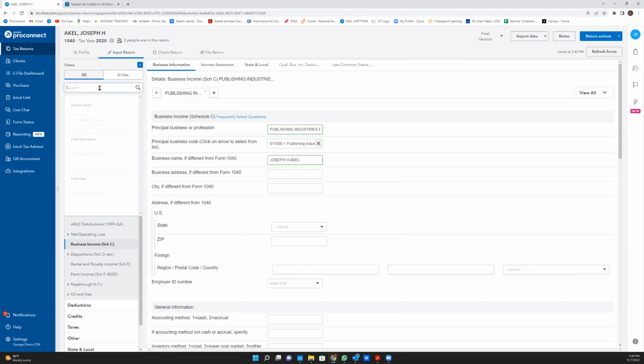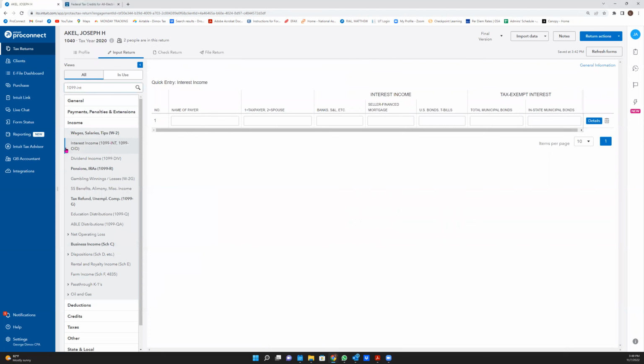Let's not even talk about Schedule A yet. Let's say you forgot where to input 1099 interest. Remember the one that we talked about. What you do is you simply click over here up top, 1099 interest. And it's going to say section items in the income. And you're like, oh yeah, that is the income, right? Boom, it takes you right there, okay? It takes you right there.